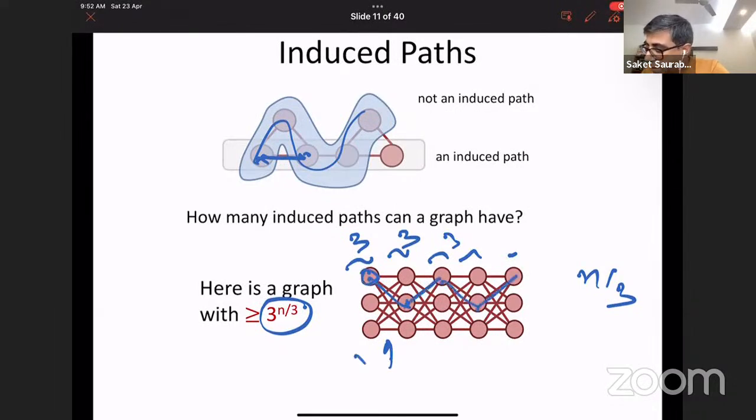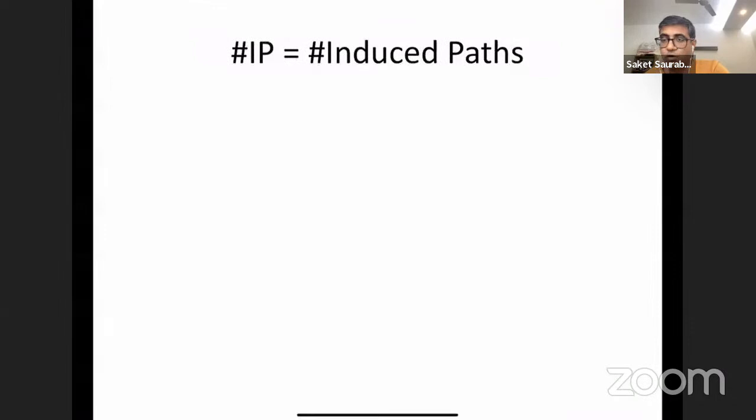So basically, you pick one vertex from each part, and that will correspond to an induced path, right? Because the only edges going are from part 1 to part 2, part 2 to part 3, and so on and so forth. So for every part we have 3 choices. There are n by 3 such parts, so 3 to the n over 3. Okay, and we will show, very similarly to what we did before, that this is all that we have in a graph.